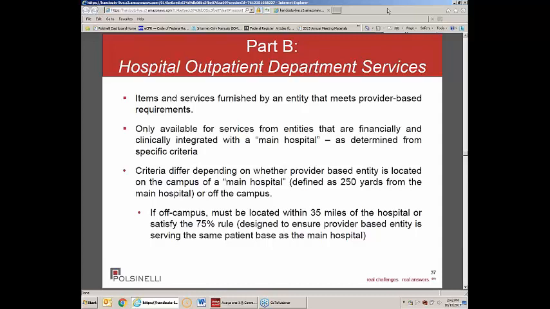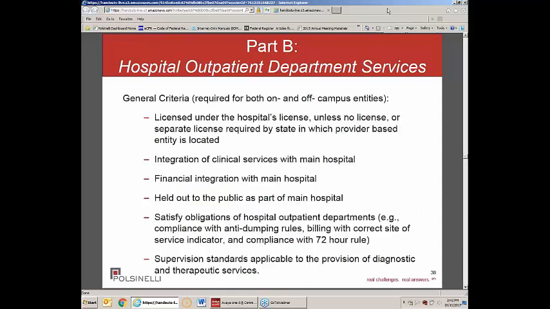But the provider-based rules essentially require the hospital outpatient department to be sufficiently integrated with the main hospital. And that means that the department operates under the main hospital's license, if that's allowed under state law, that the hospital outpatient department is held out as part of the main provider, and it's both clinically and financially integrated with the main provider. And when I say held out as part of the main provider, that means a lot of times you might have a physician office if it's off campus. It might otherwise say the physician office of Dr. Smith. And in this case, if it's going to operate as a hospital outpatient department, it has to have the signage of the hospital. It has to appear and be clear to anybody walking into it that it's a hospital space. So overall, a hospital outpatient department has to act like part and parcel of the main hospital.